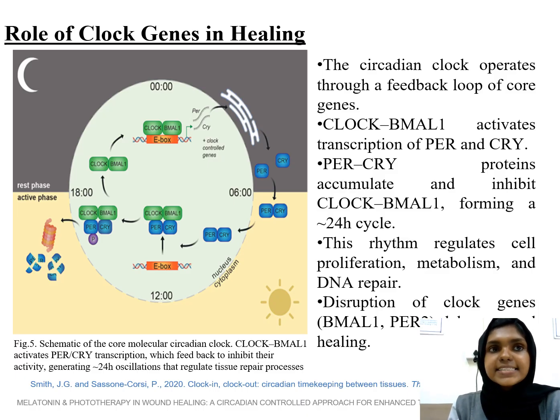In the late night, early morning degradation happens. If this clock is disrupted, slower wound healing happens. This is the total clock gene function of a wound healing phase. If any disruption happens in these clock genes, it will severely affect the wound healing process.